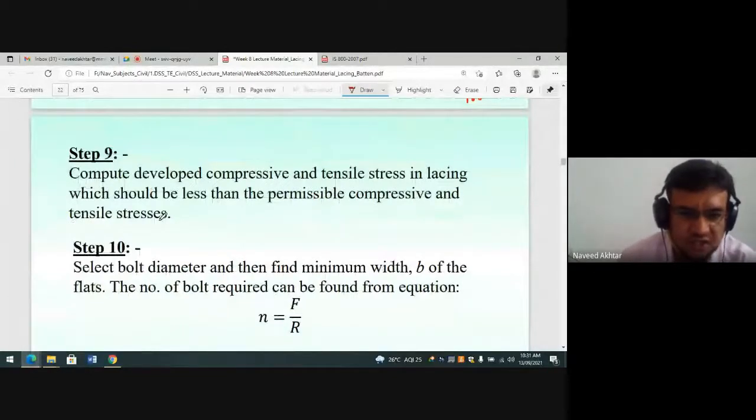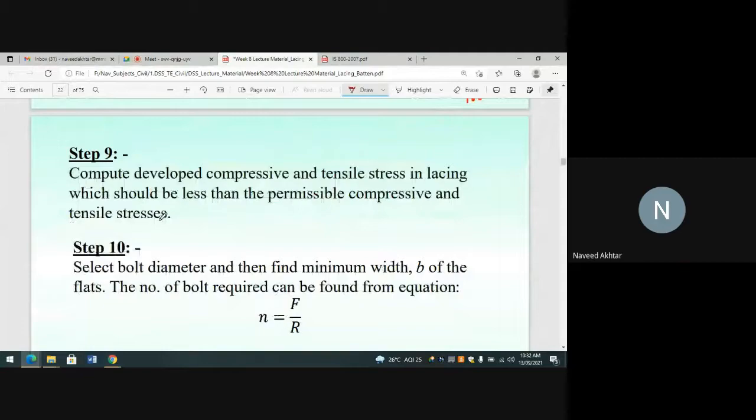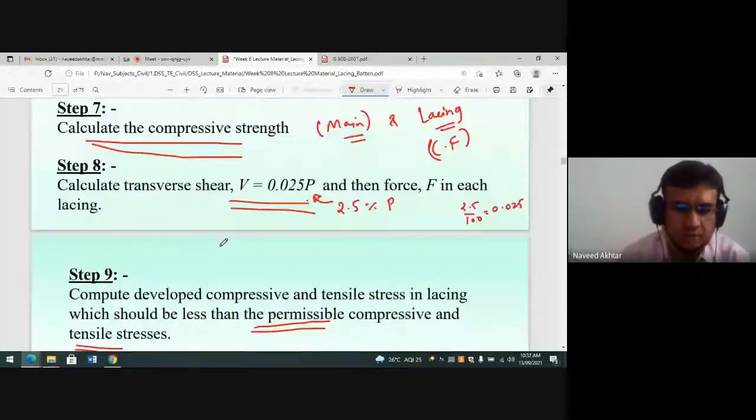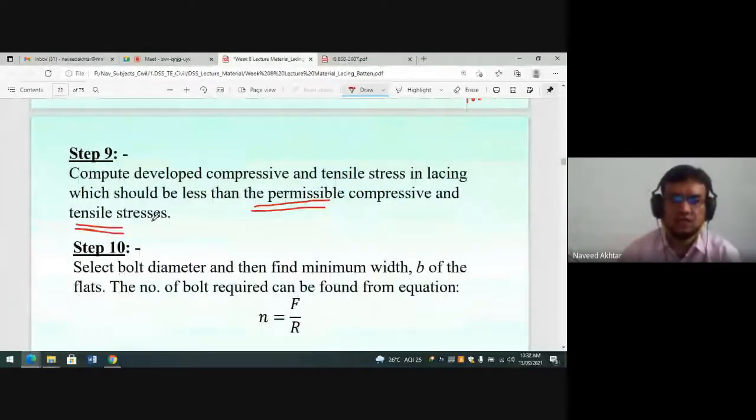So now here we have compressive stress and tensile stress in lacing should be less than the permissible value. The transverse shear is equal to 0.5% of P. From this we will come to know the compression.